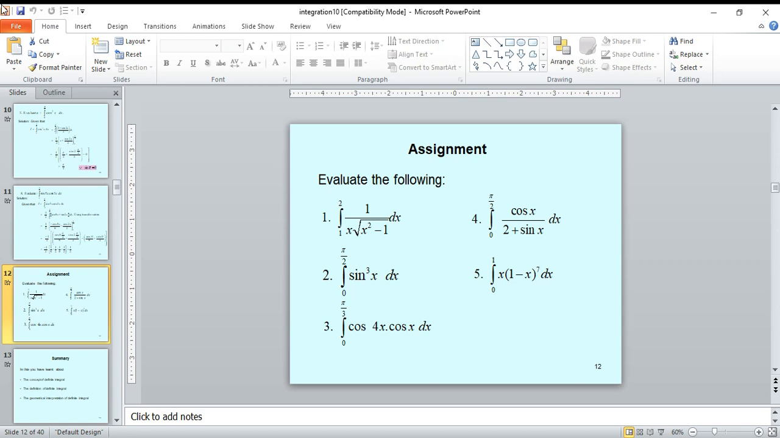In the second question, integration 0 to pi by 2 sin cube x dx. Apply the sin 3 theta formula, sin cube formula. It will give you the answer pi by 2. Integration 0 to pi by 3 cos 4x into cos x dx.